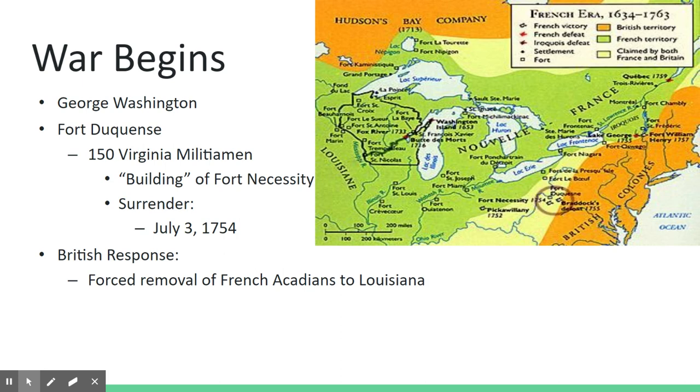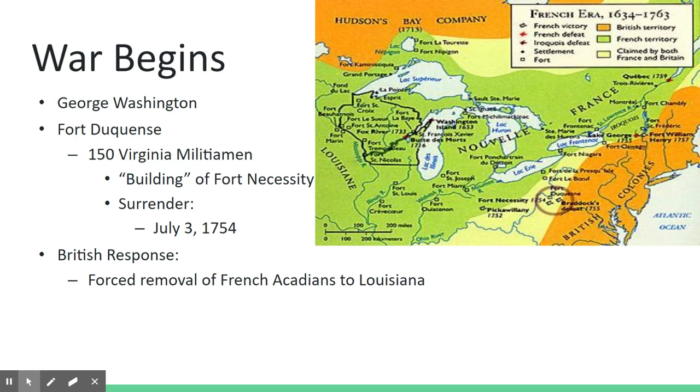So war begins. 1754, and you have George Washington who takes over. He's sent out to Fort Duquesne to try to aid westward expansion there, I guess. And so they build this Fort Necessity, or they're going to build this Fort Necessity.